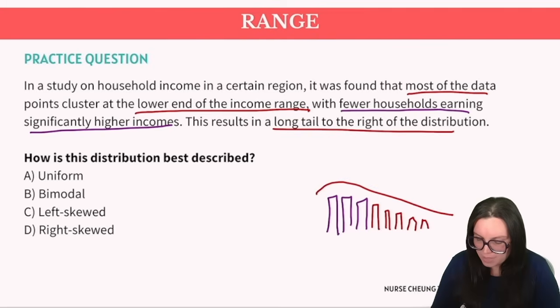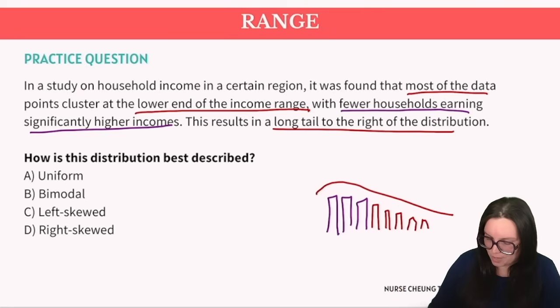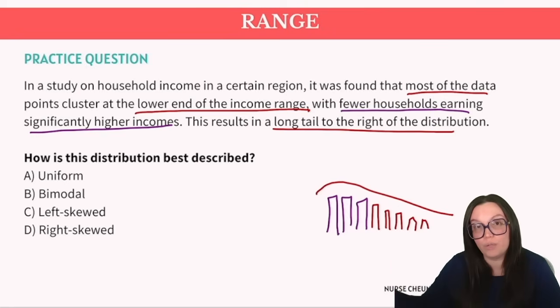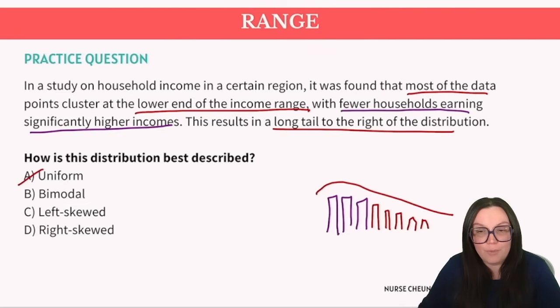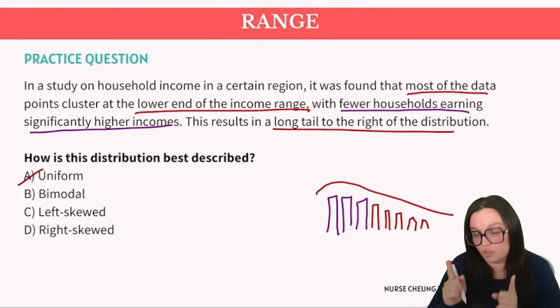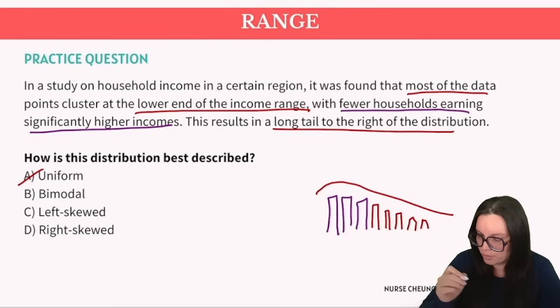So based on what we have available to us, we have uniform. Well, that doesn't make any sense, right? Because that would mean we would have no modes. It would just be all evenly distributed. So we know that that is incorrect. We have bimodal. Well, we don't have bimodal because we know we don't have two peaks. We have to have two modes. It tells us that our results are going to long tail off to the right of the distribution. So we can automatically eliminate that.